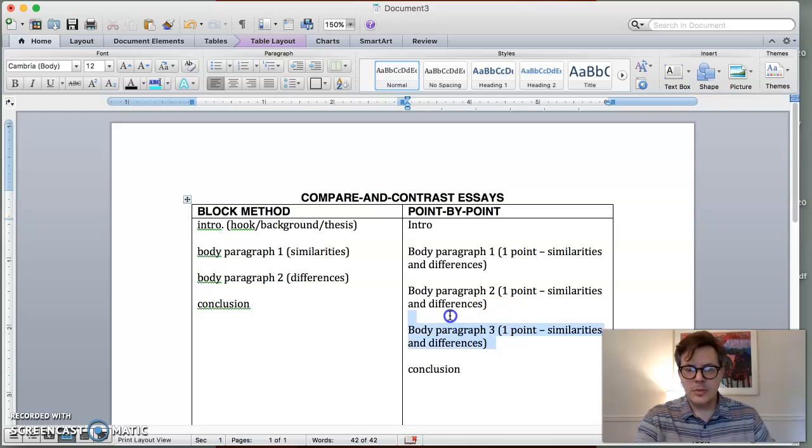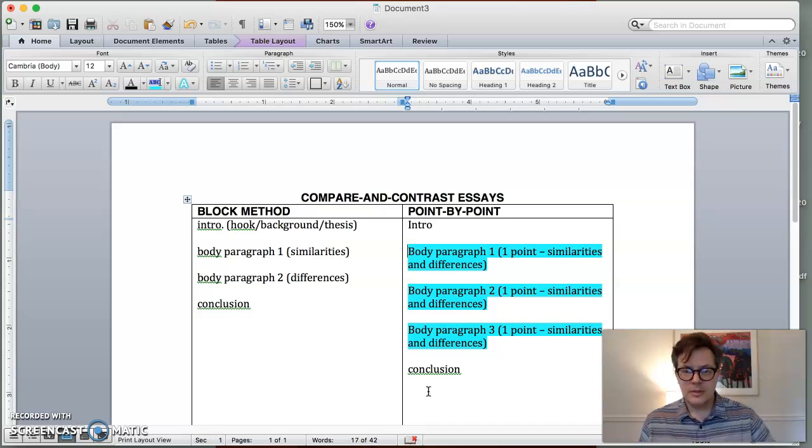So again, with this approach, you're going to have to break down your element into 3 separate points. If you're writing about characterization, think about 3 ways these characters in the 2 stories, whichever 2 you choose, are alike and how they're different. Or theme, how the themes are alike and different. 3 points about theme, 3 points about plot, 3 points about characterization. Whatever it is that you choose, you have to break it down according to 3 points and then write about how they're alike and dissimilar in each of those 3 body paragraphs. Then you conclude it the same way you would in the block method.